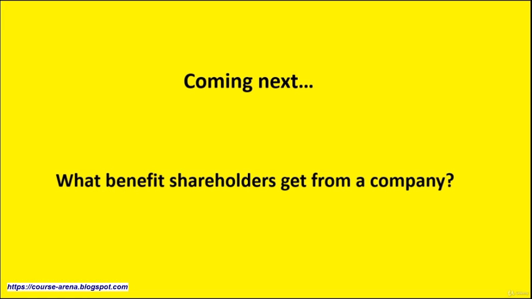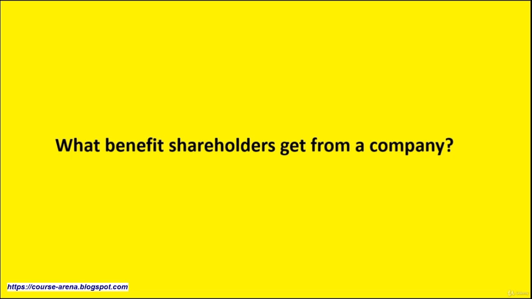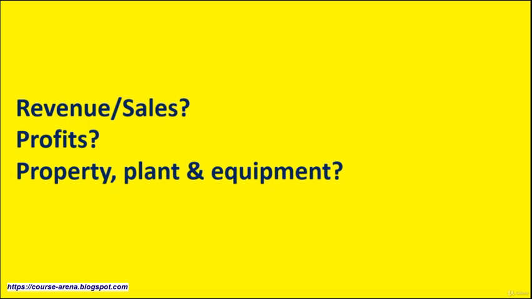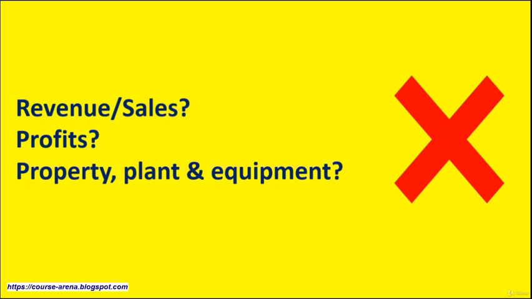Up next, what shareholders get from a company. So if you purchase shares of a company like Microsoft, what benefit will you get from that? Or in other words, let us say you have purchased one share of Microsoft at $200. Now what benefits can you expect from Microsoft? Can you expect the revenue or sales, whatever the company is making by selling their product? Can you expect the profits they make? Or can you expect a share in the property, plant, or equipment? The answer is none of these. You will not get any of these.